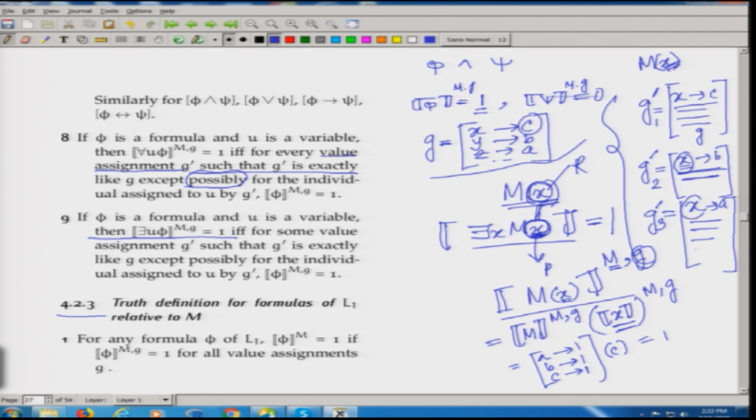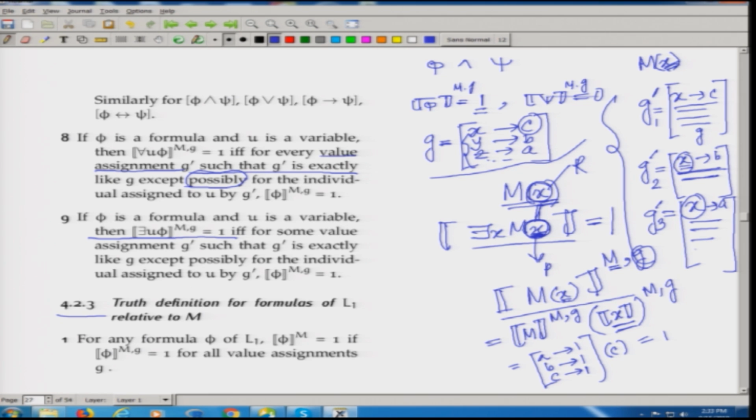In the third one, we see that it becomes a, because there are 3 individuals, we have 3 different g primes, because what else will it vary? Remember, we are not varying other variables, we are varying just x, because that is the active variable. This is very important to remember.